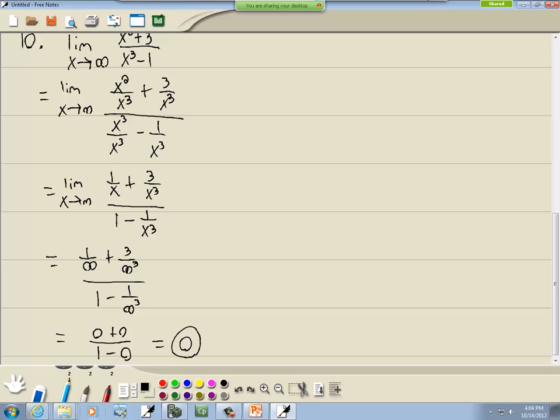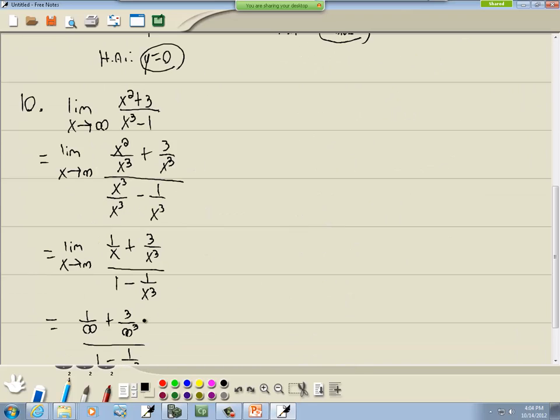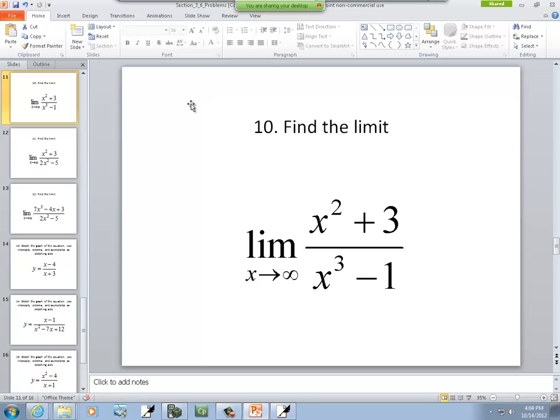So that's what happens as x goes to infinity. Look up at our cases. Degree of the bottom is larger, we get y is equal to 0. The degree of the bottom is larger in this example. That's why it's always equal to 0. If you do the algebra, or calculus, sorry. Okay, 11.